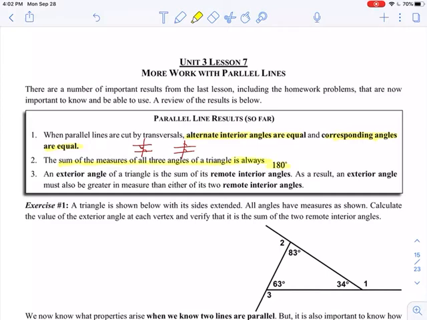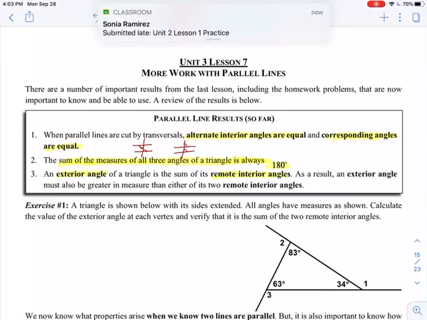Another thing that we know is the sum of the measures of all three angles of a triangle is always equal to 180. That's something you probably already knew before, but we proved it in the last unit. And the exterior angle of a triangle is the sum of the remote interior angles. That one we didn't talk about last time, but we're going to talk about right here in exercise 1. As a result, an exterior angle must also be greater in measure than either of its two remote interior angles.